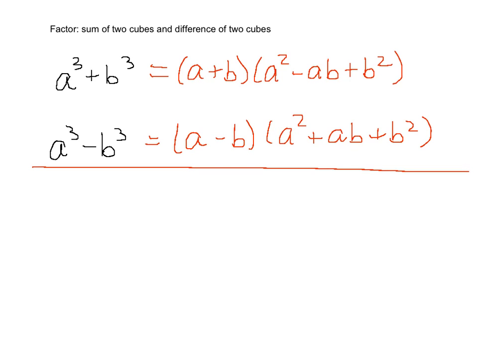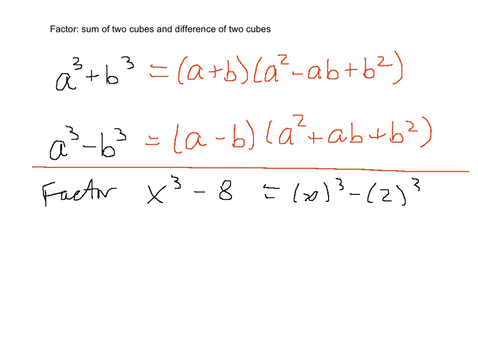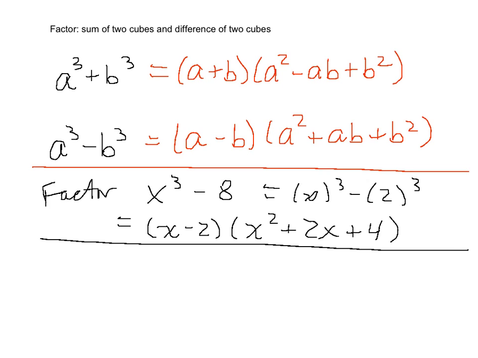So a very simple example would be to factor x cubed, let's say minus 8. That's the difference of two cubes. It's x cubed minus 2 cubed. So if we use our second rule, it's going to be x minus 2 times x squared plus 2x plus 4. See how that works? Let's try one more.